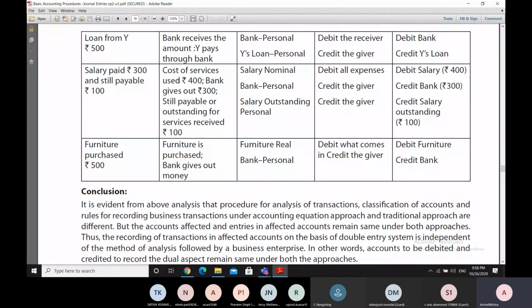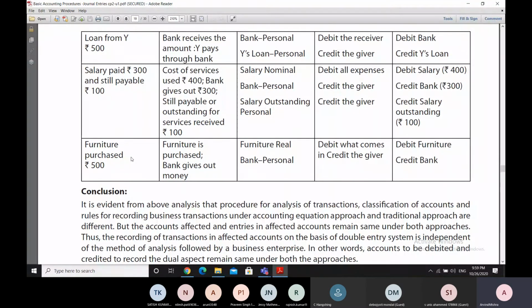So that is how the traditional approach is working. Let's see one final example also. Furniture is purchased for 500. Two accounts are being affected, furniture and bank account, because payment is being made from the bank account for buying furniture. Bank account being a personal account of the owner.